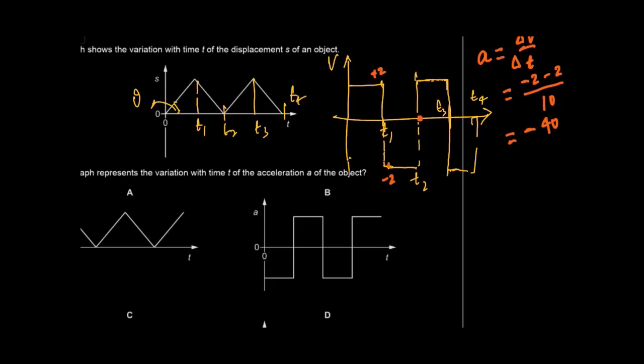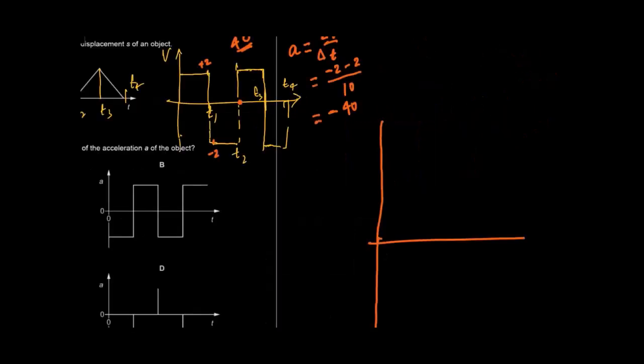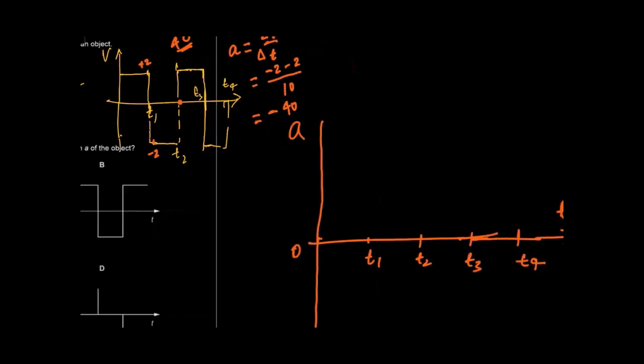Similarly, if we draw for point T2, the acceleration comes out to be some positive value. So here I am taking numerical values just for understanding. So if we want to draw the acceleration versus time graph at points T1, T2, T3, from 0 to T4, the acceleration between 0 to T1 is 0.